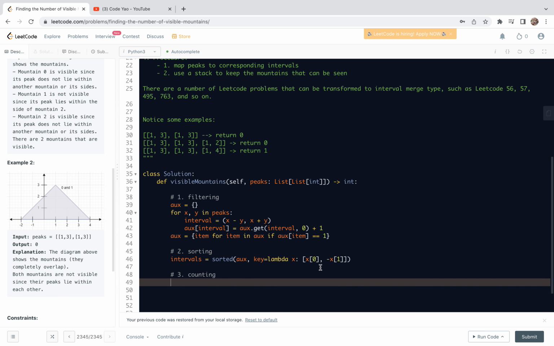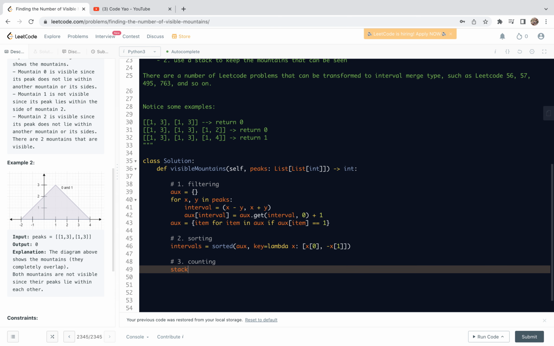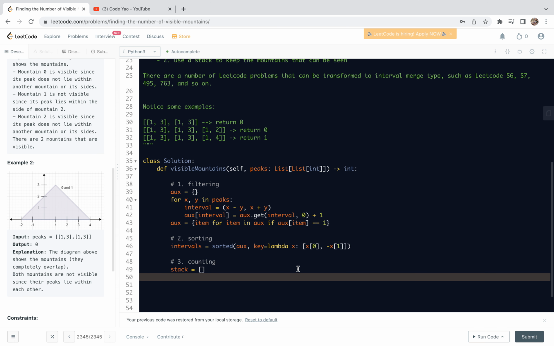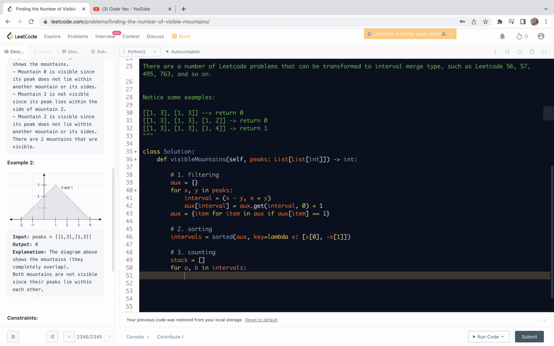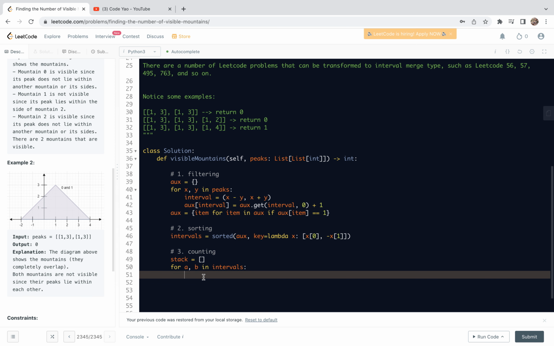So next, basically the counting. Here we can use a stack, but it's not absolutely necessary. For the video, let's use a stack so that we can know which mountains can be seen. First, I'm going to write a for loop over intervals. Notice that the intervals at the current stage are already sorted. Then we consider when we should put the interval in the stack, in other words, whether the current interval we are examining can be seen or not.